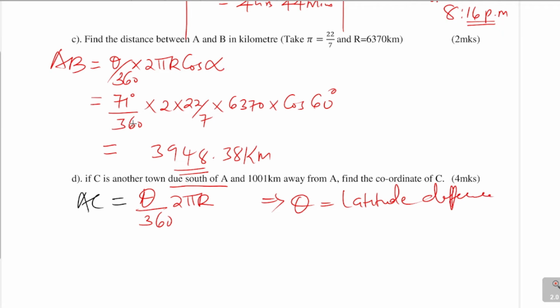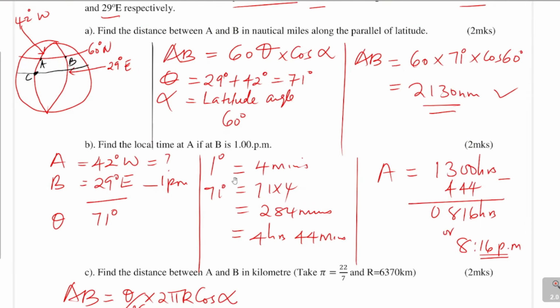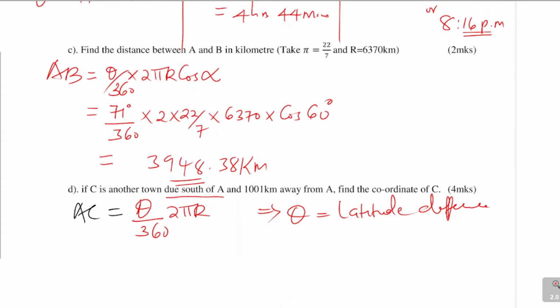Because these two places, A and C, are located on the same longitude, 42 degrees west, but now they will be on different latitudes, because C moved just due south of A. So what we need to know is that theta will be the latitude difference. So AC, the distance is 1001, which is equivalent to latitude difference divided by 60 times 2 times 22/7 times the radius of the Earth, 6370.